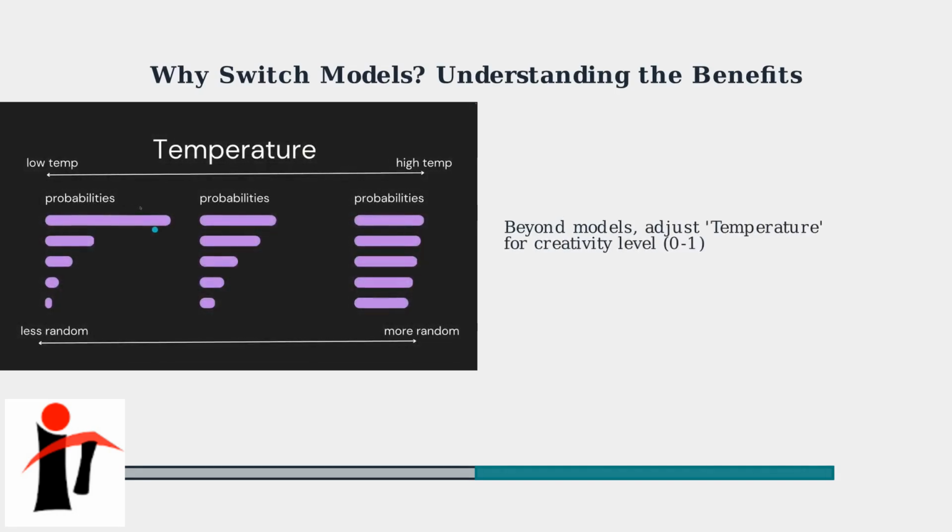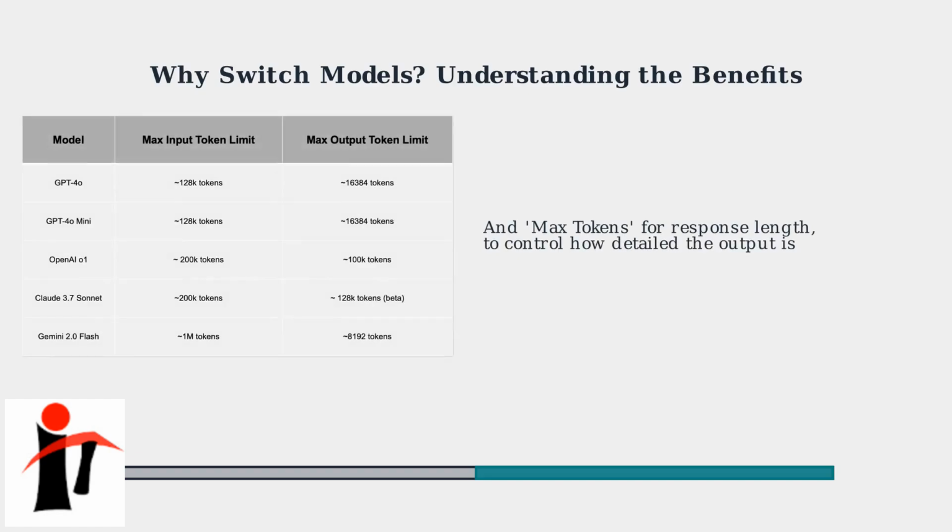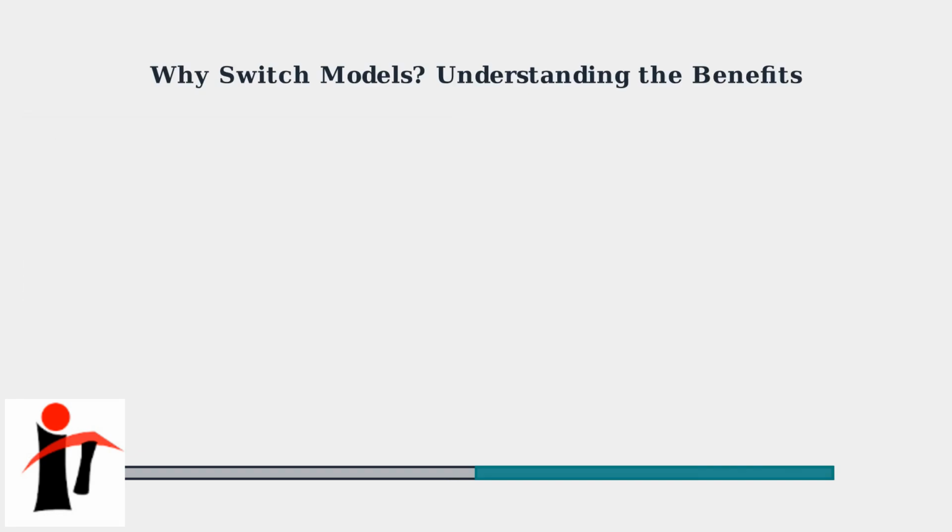Beyond just changing the AI model, also consider adjusting settings like temperature for creativity level, ranging from 0 for more focused to 1 for more creative responses, and max tokens for response length, helping you control how detailed or brief the AI's output should be.